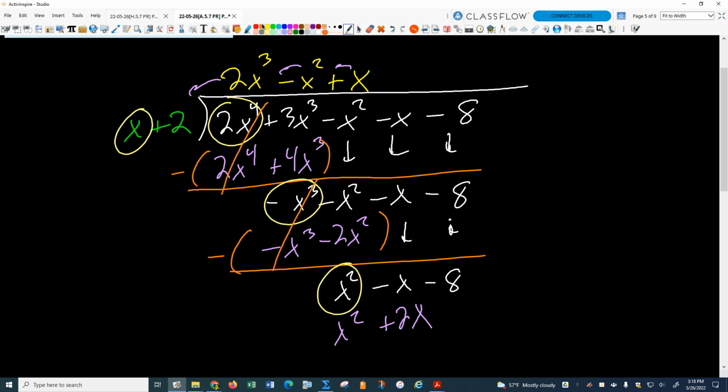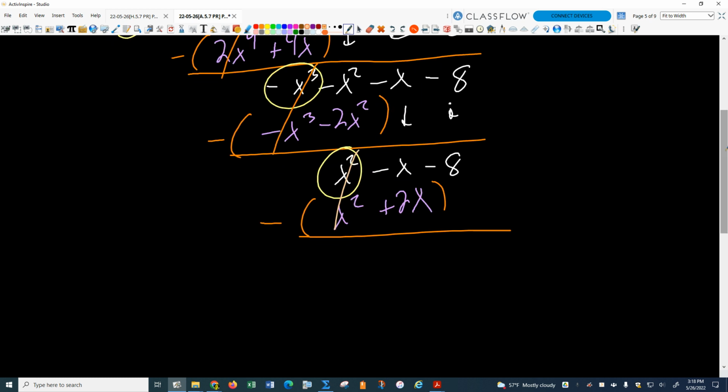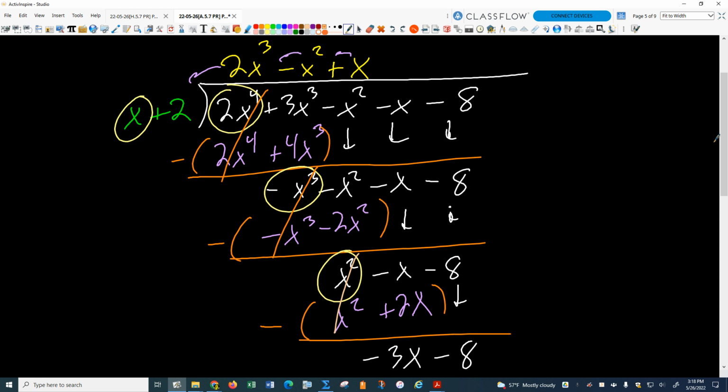And if I asked Caitlin, she would now tell me I subtract. After I multiply, I subtract. And those terms cancel. Negative x minus 2x is negative 3x. Bring down the negative 8. And I go one more time, right? So x times what is negative 3x, everybody? Make sure, be careful. x times what is negative 3x?